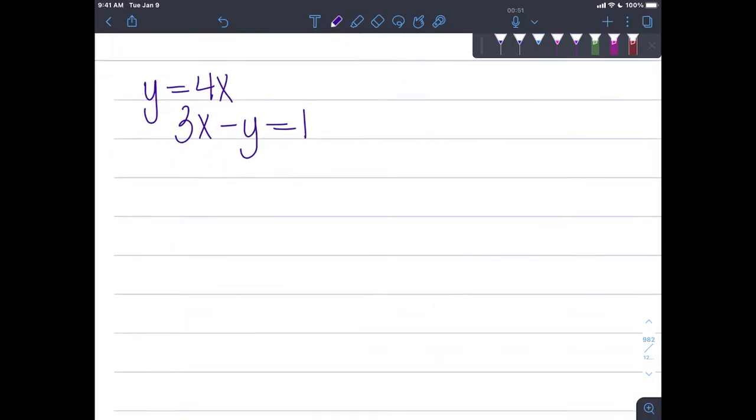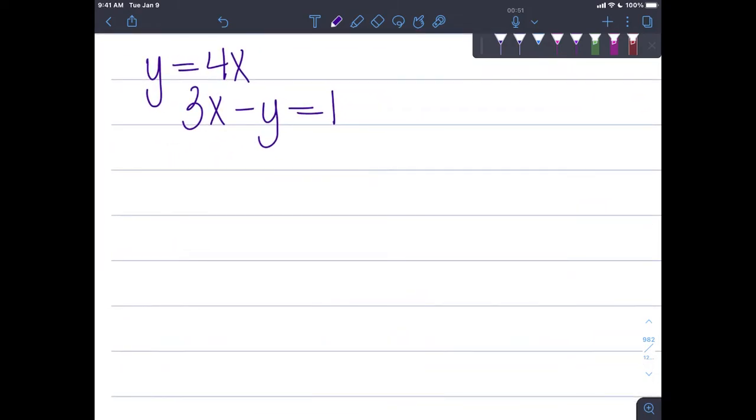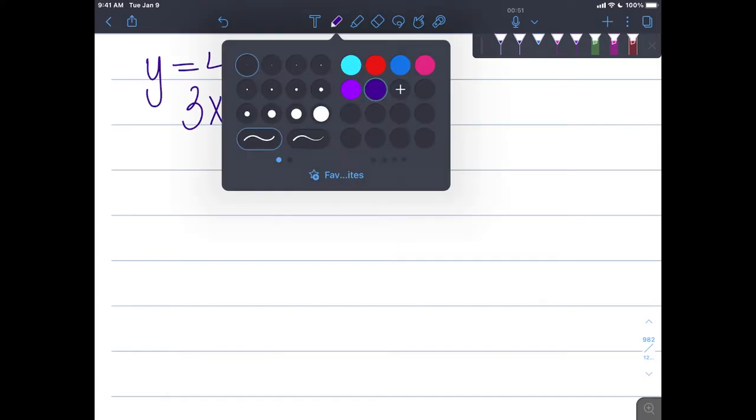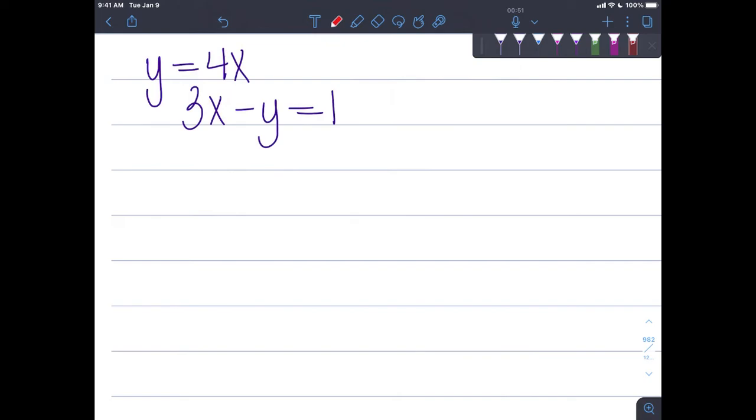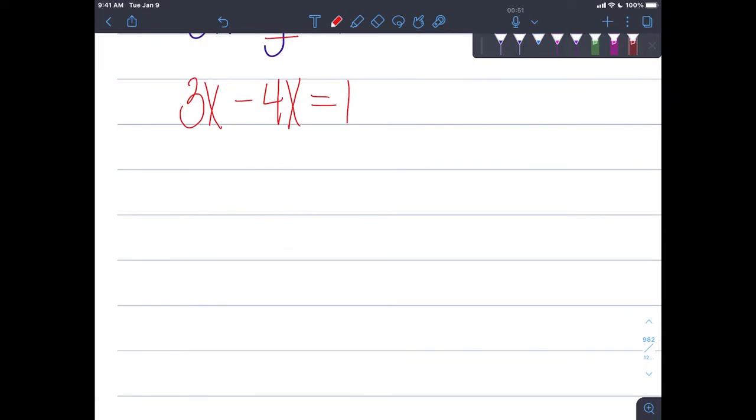So here's a slightly more simple substitution problem. Now, for this particular problem, they told me that y is equal to 4x, meaning this and this are all the same. So I can choose to plug in a 4x as opposed to a y. I'm going to go ahead and do that. Now I have an equation where I can solve for x.